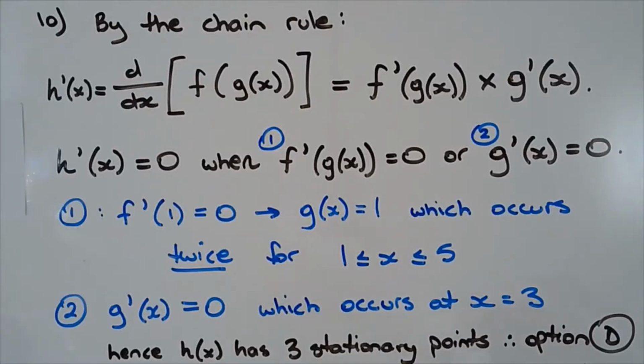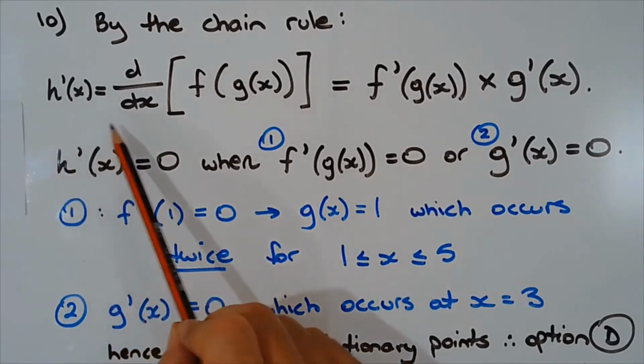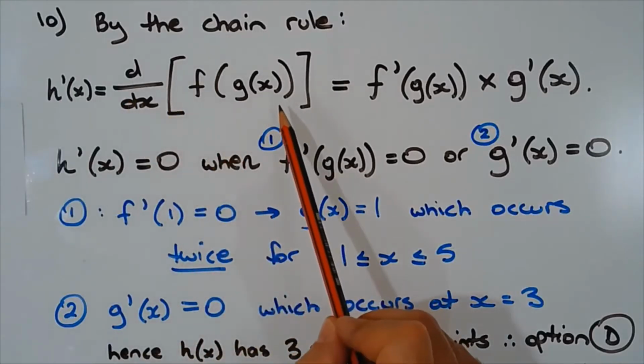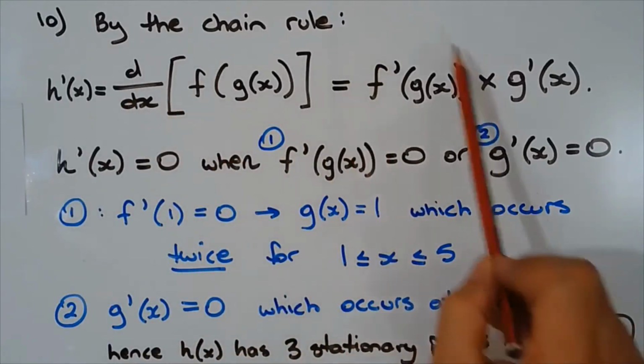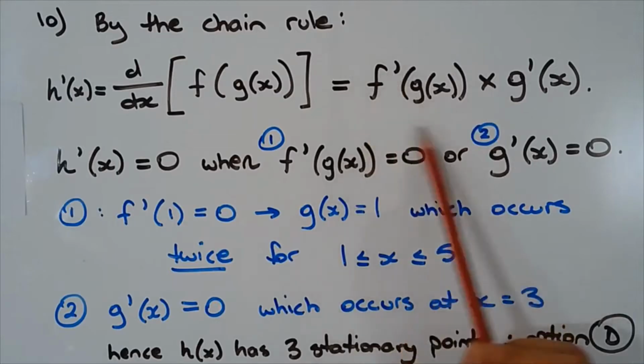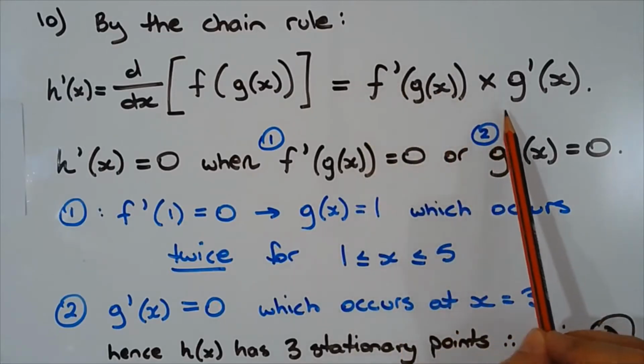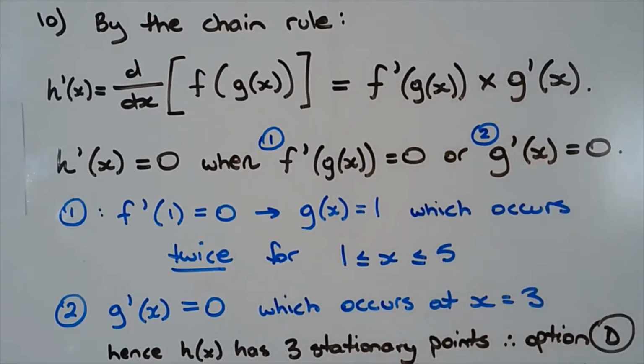h of x equals f of g of x, which is a composite function. And to differentiate composite functions, the chain rule needs to be applied. h dash of x is equal to the derivative of f of g of x, which is equal to the derivative of the outer function, which is f dash of g of x, multiplied by the derivative of the inner function, which is g dash of x.